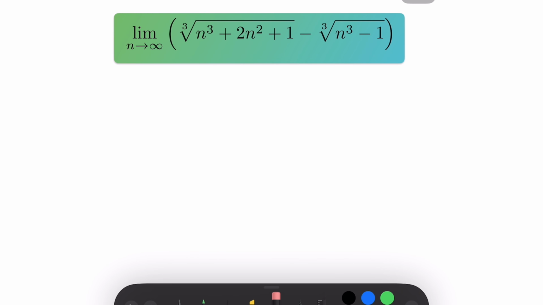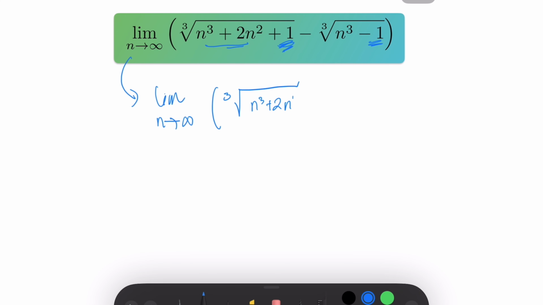Note that as n approaches infinity, the value of n cubed plus 2n squared should always dominate 1. Actually, whatever the constant here, the n cubed plus 2n squared should dominate that constant. In the same way, the n cubed here should dominate the negative 1 here. So in fact, this limit is equivalent to the limit of the cube root of n cubed plus 2n squared minus the cube root of n cubed.